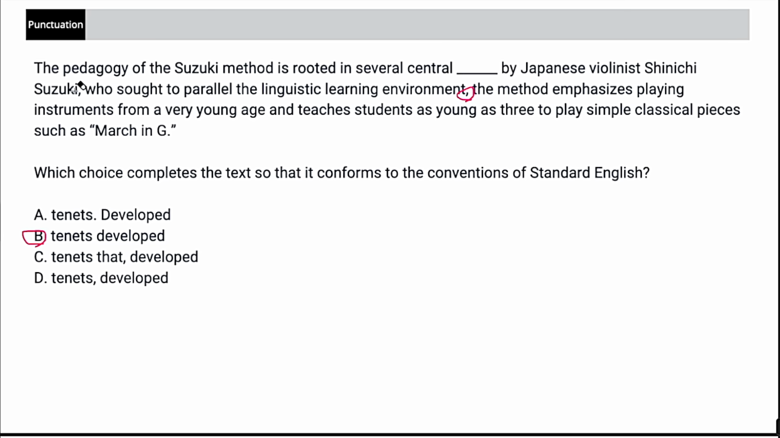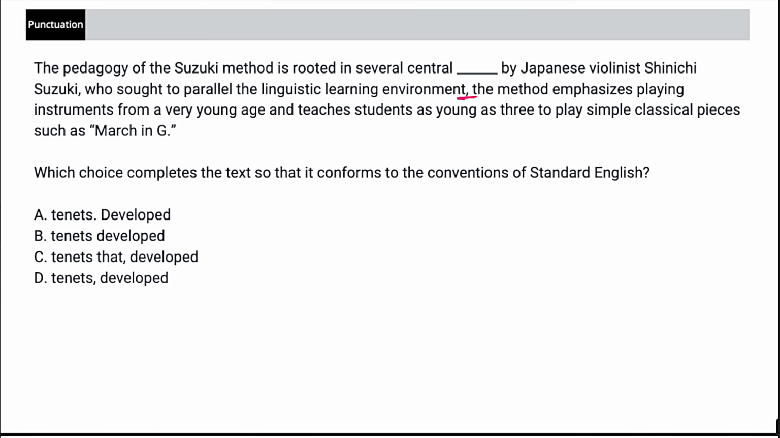But I always tell my private tutoring students, you can be lazy and read only one sentence, but you have to read the whole sentence all the way to the period, because what happens here is the method emphasizes playing instruments from a very young age. We have another full sentence, meaning this is a comma splice if we choose B. B's not gonna work.